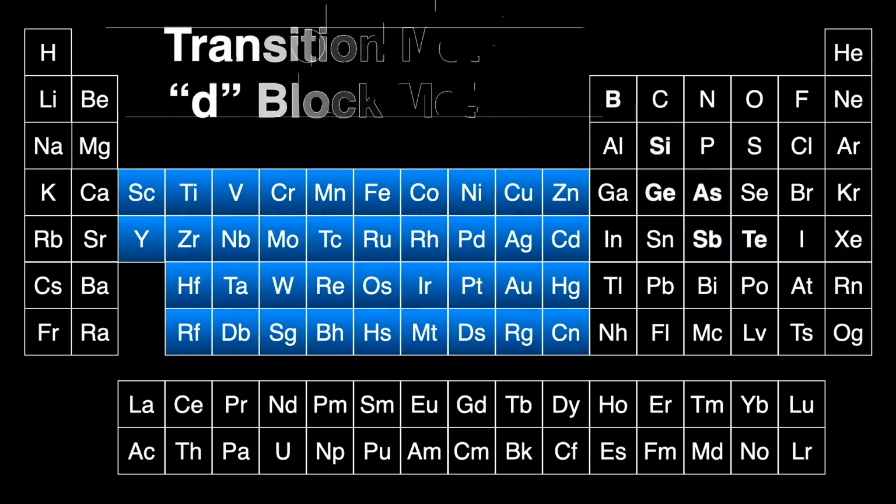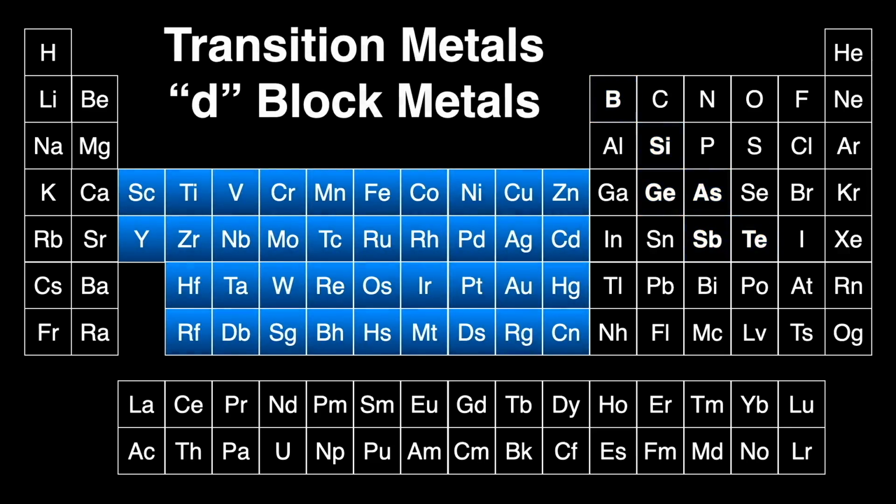The central portion of the table is filled with the transition metals, or D-block metals. These look like metals, they're malleable and ductile, they conduct heat and electricity, and they form positive ions. You're familiar with several of them: copper, silver, gold, iron, cobalt, nickel, zinc, and others.